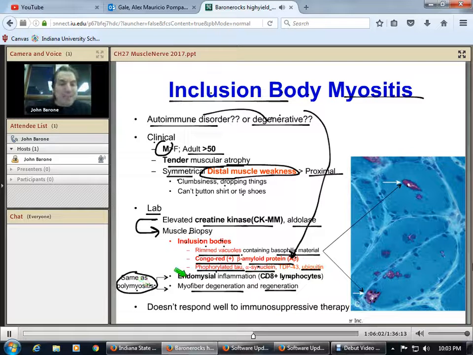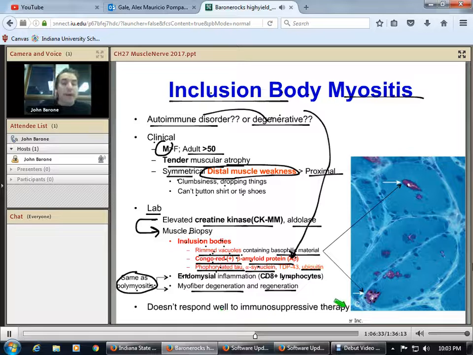So that's why we think this is a combo. We think it's immune because it looks like polymyositis, but we think it's also degenerative because you see this accumulation of the same stuff you see in Alzheimer's, same stuff you see in Parkinson's. You see very similar features here. So remember these inclusion bodies, these rim vacuoles. Remember the Congo red amyloid made of beta cleavage of the amyloid precursor protein. Remember tau, alpha-synuclein like Parkinson's.